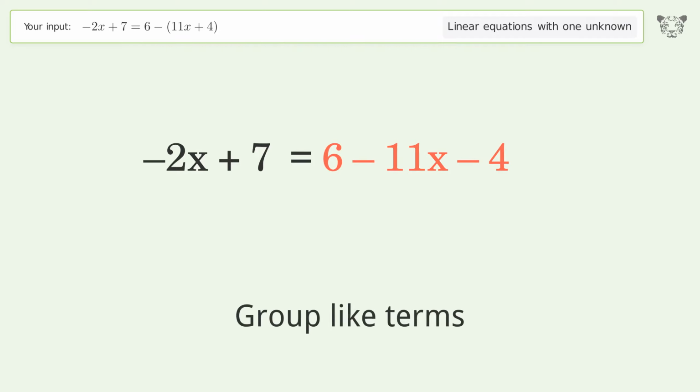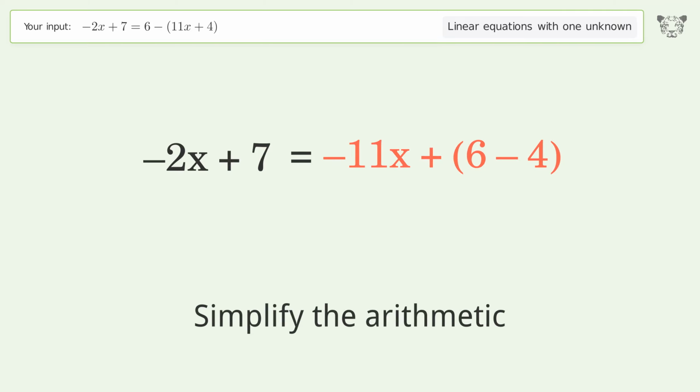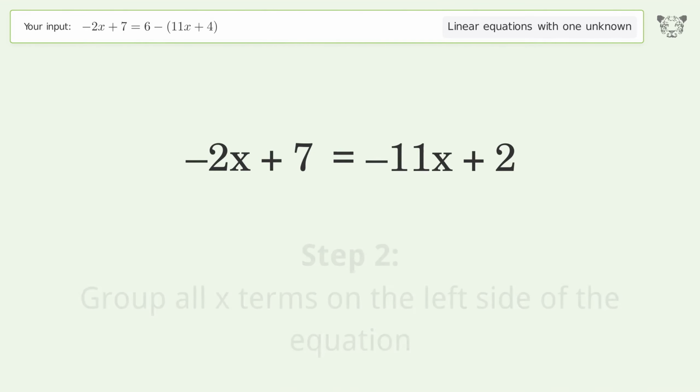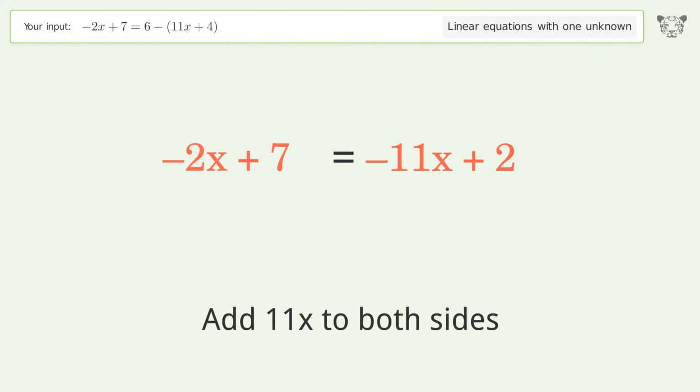Group like terms. Simplify the arithmetic. Group all x terms on the left side of the equation. Add 11x to both sides.